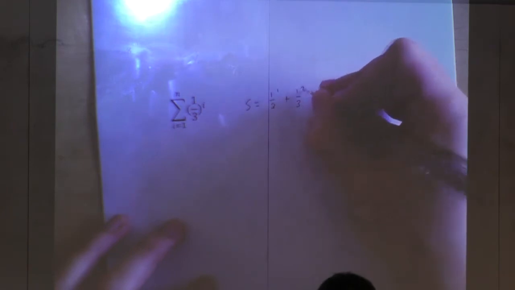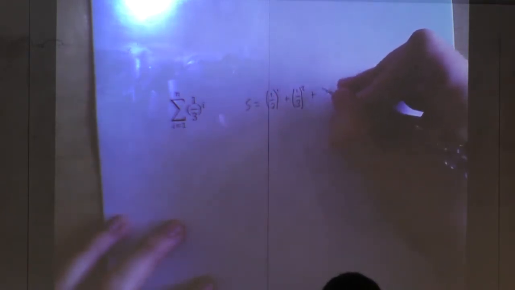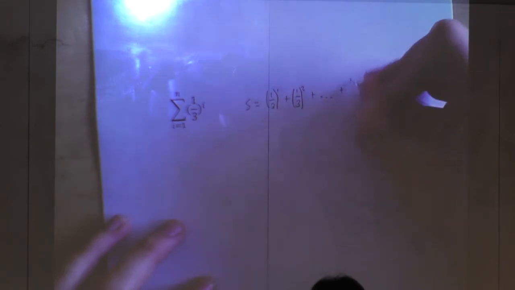So this is going to take a little bit more work, but it won't be too bad. We know that if we have the sum from i equals 1 to n of (1/3) to the i, then that sum is essentially going to be equal to (1/3) to the 1 plus (1/3) to the 2, I should put parentheses around these, plus dot dot dot plus (1/3) to the n.